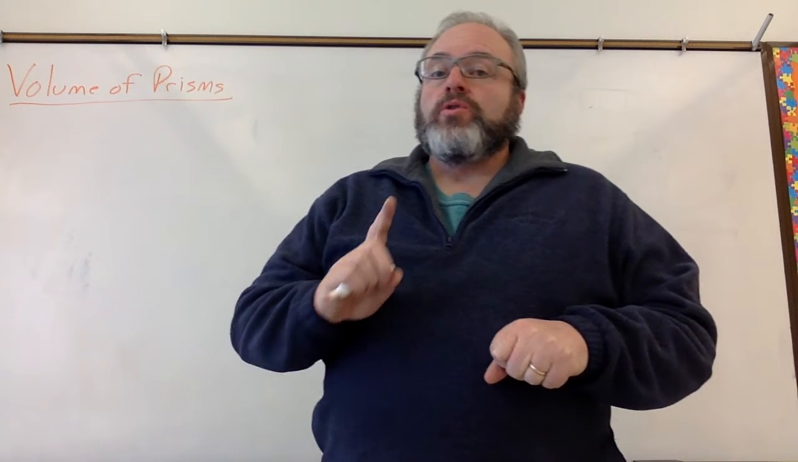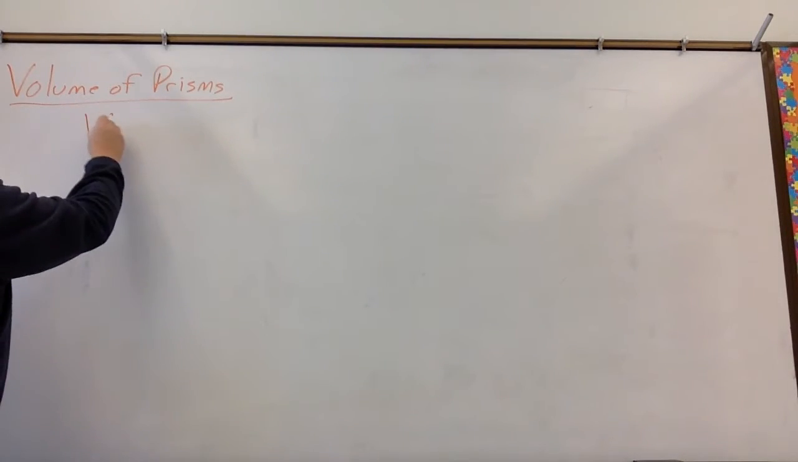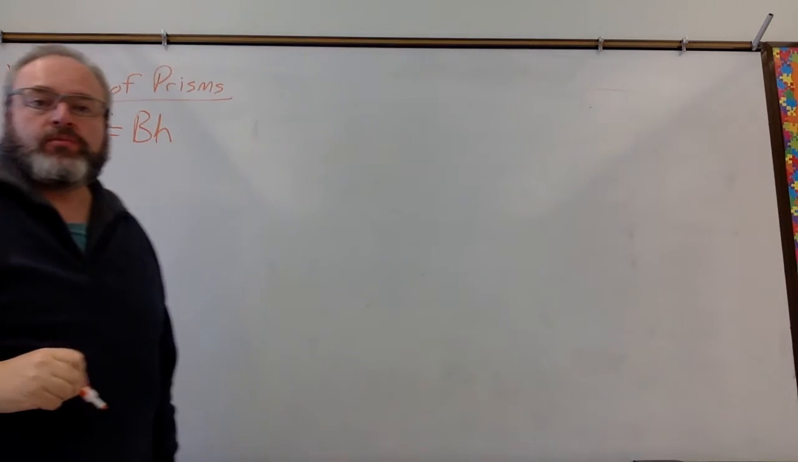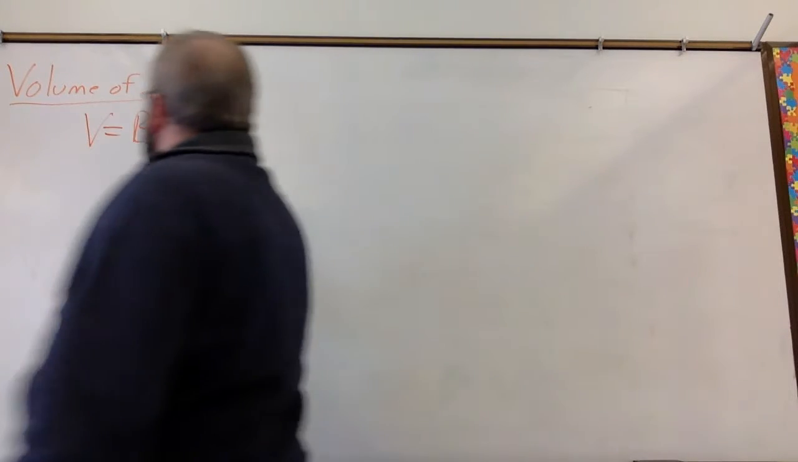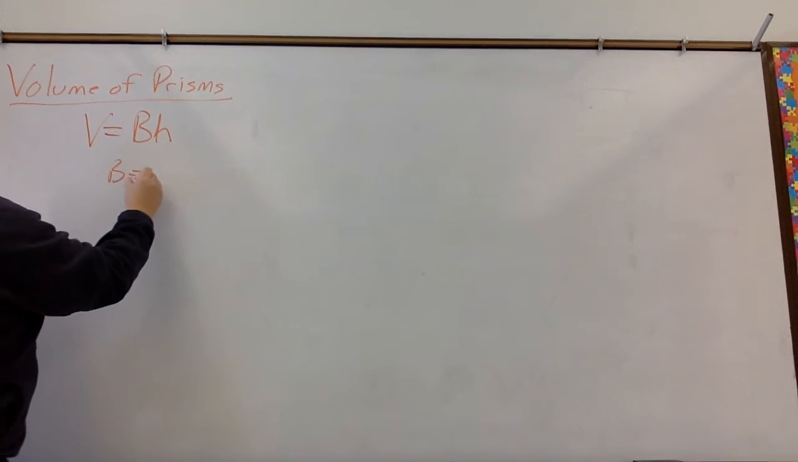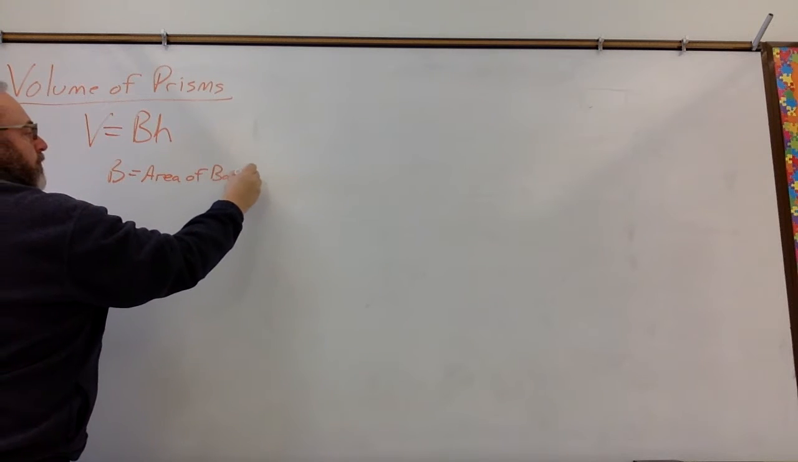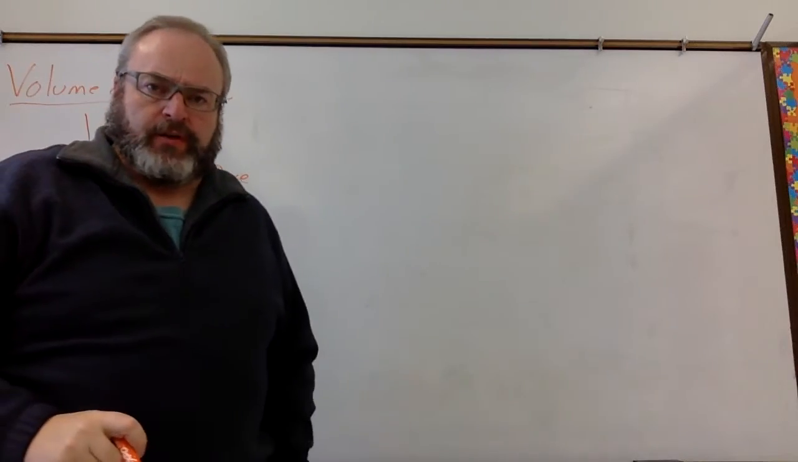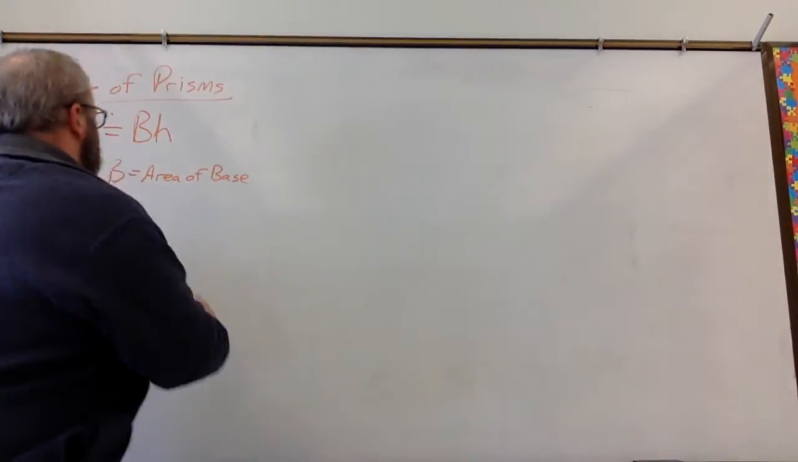So to find the volume of a prism, it is the area of the base times the height. So capital B is the area of the base times the height. And if it's laying on its side, we might call that the length. So let's start with a rectangular prism.